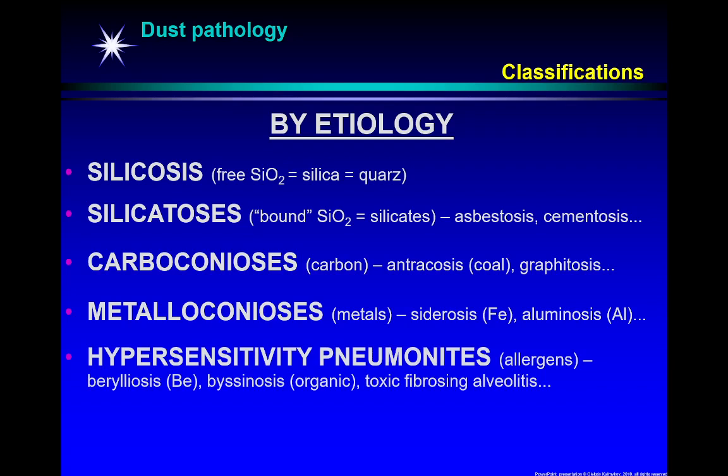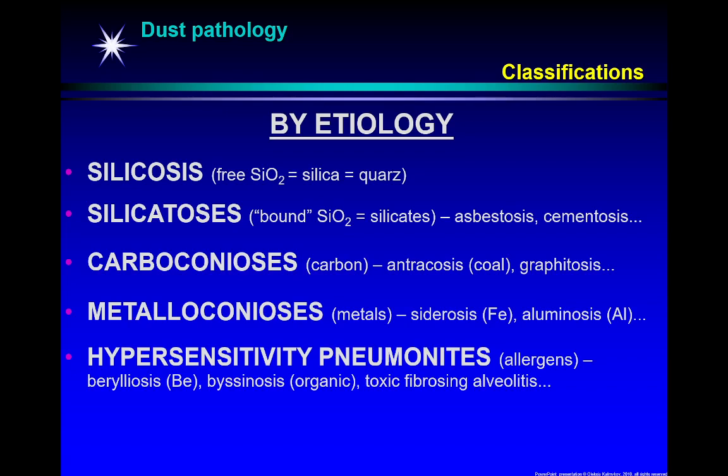As you can see, the previous four groups were named by the cause, etiology, but the fifth one is named mostly by the mechanism: hypersensitivity pneumonitis. They are caused by a group of substances with a strong sensitization potential. In turn, they might be represented by berylliosis, regardless of the fact that beryllium is a metal, but it belongs not to metalloconiosis but to hypersensitivity pneumonitis because of the sensitization mechanism of its influence and development of berylliosis as a disease. Also byssinosis, caused by organic dust. By organic dust, we understand that this dust is derived from plants or animals or something like that.